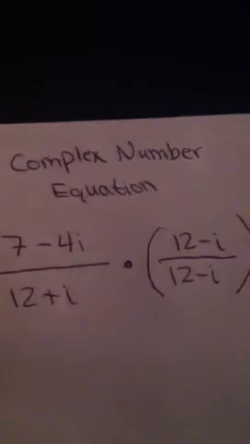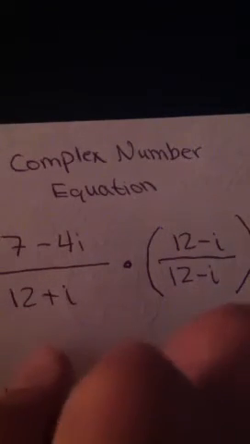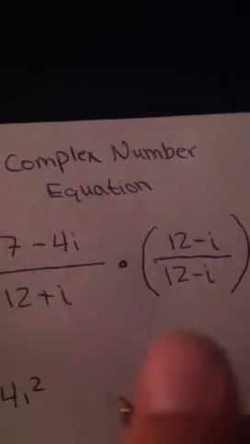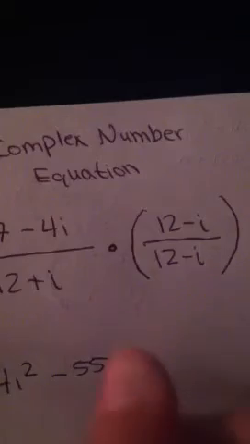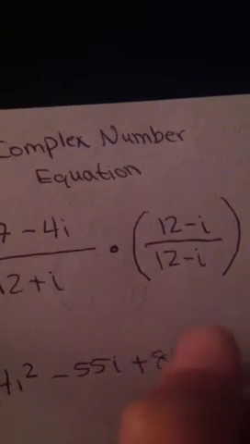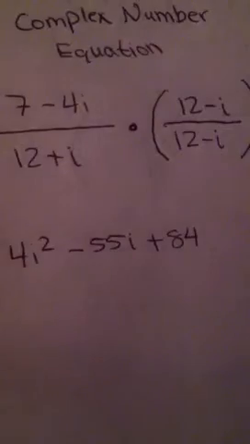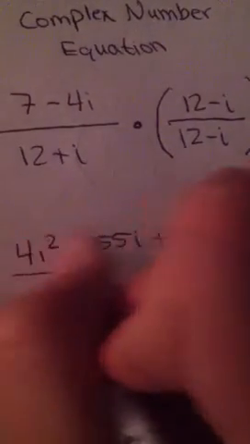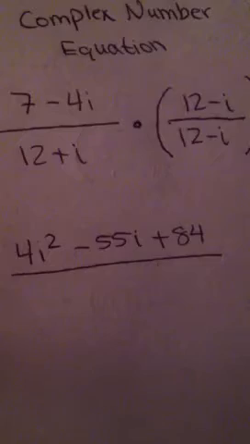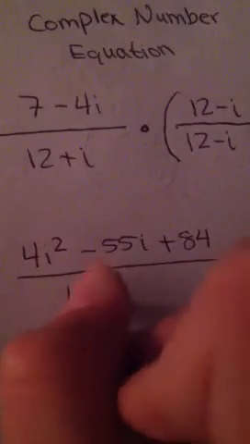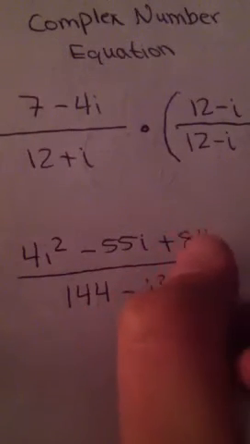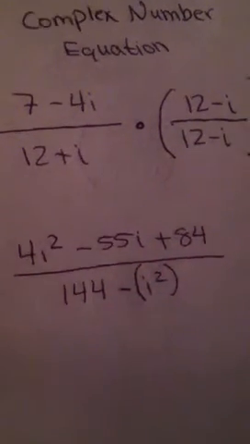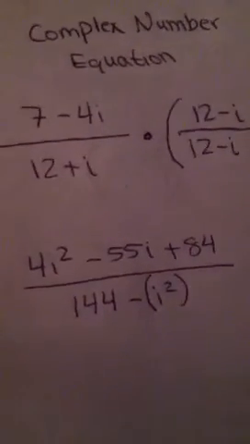On the top, we're going to get 4i squared, hint hint, minus 55i plus 84. So that's our numerator. On the denominator, we're going to get 144 minus i squared. Hint, hint. So we have to simplify and go back to our rule.